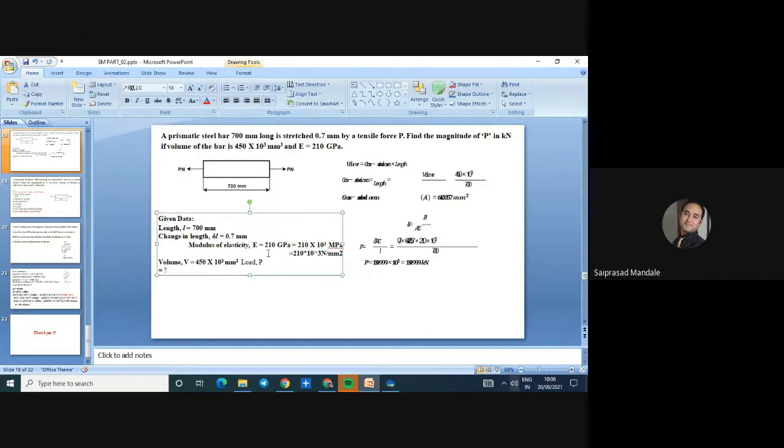Okay. 210 GPa means 210 into 10 raised to 3 MPa, and 1 MPa corresponds to 1 Newton per mm square, that is 210 into 10 raised to 3 Newton per mm square. And volume is given to us, that is 450 into 10 raised to 3 mm cube. So they have asked us to identify the value of P. Can anybody tell me how to calculate this? Any guesses?